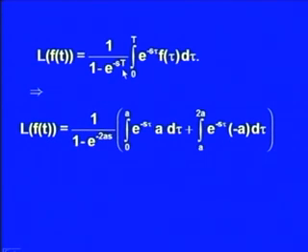So, t equal to 2a gives us the Laplace transform of the given function f t as 1 over 1 minus e to the power minus 2as, and then the integral over 0 to 2a is broken up into two parts, integral over 0 to a and then integral over a to 2a.